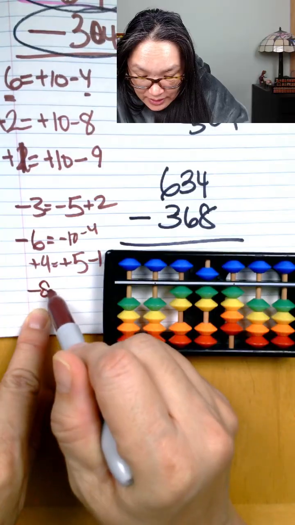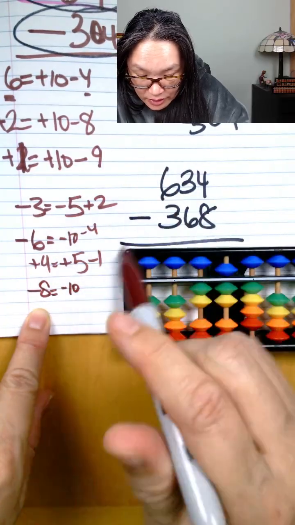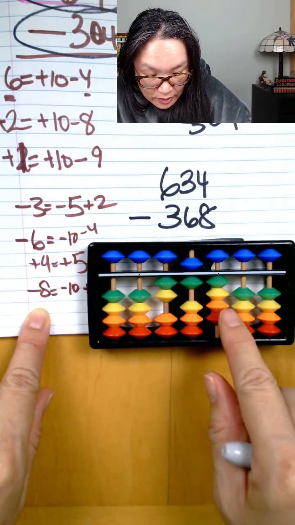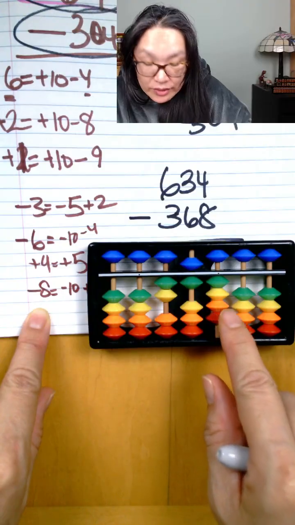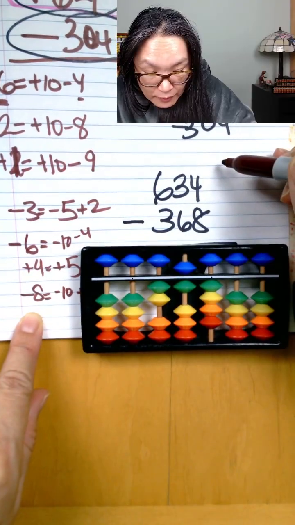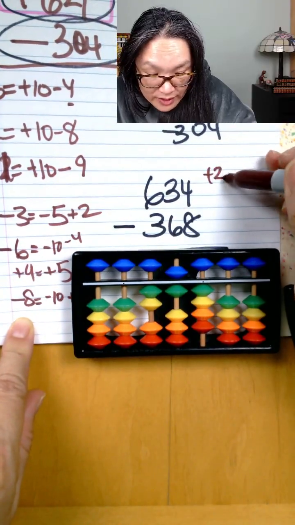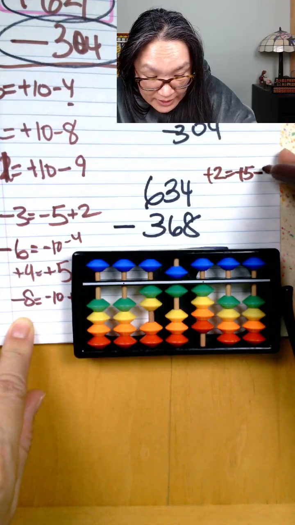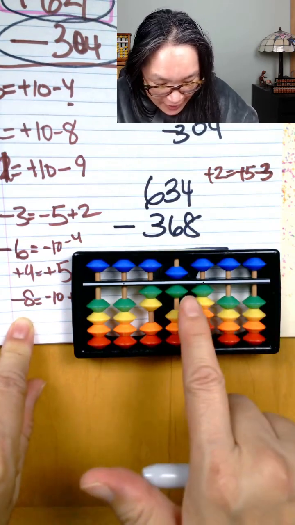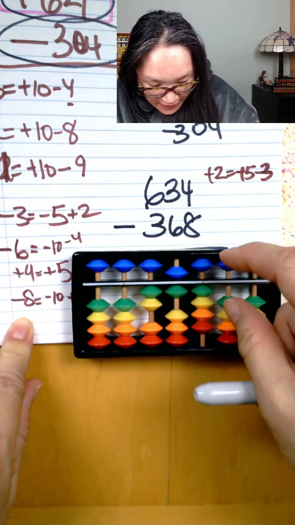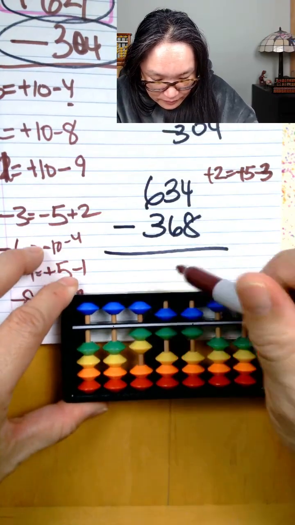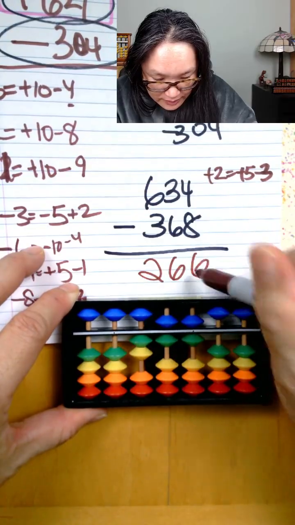Minus the 8 is equal to minus the 10 plus the 2. So I'm going to minus the 10 and I'm going to plus the 2. Again, how do I plus the 2? I don't have any more beads to plus the 2. Remember, in our making of the 5, we plus the 2 is equal to plus the 5 minus the 3. I almost got it wrong. So plus the 5 minus the 3. So my answer is 266.